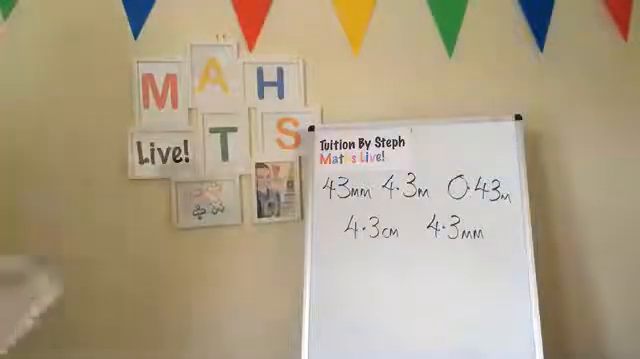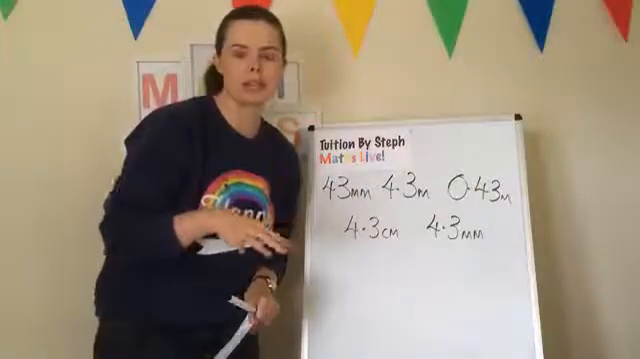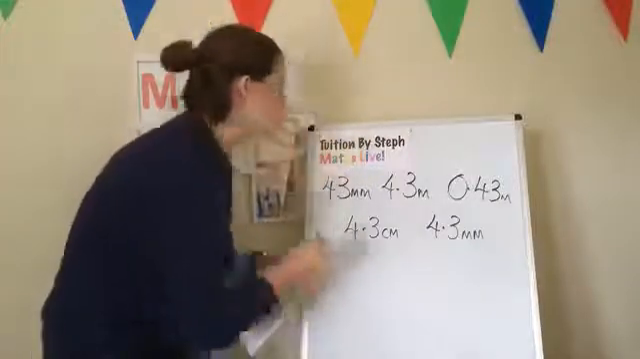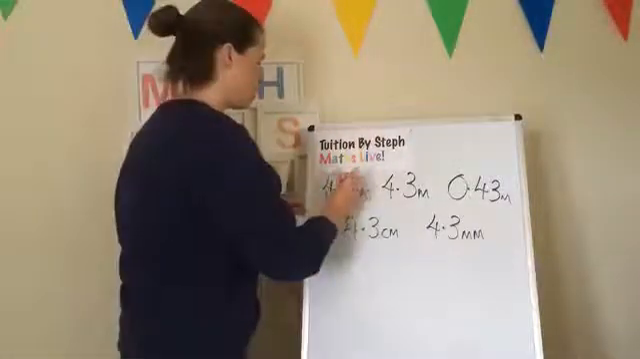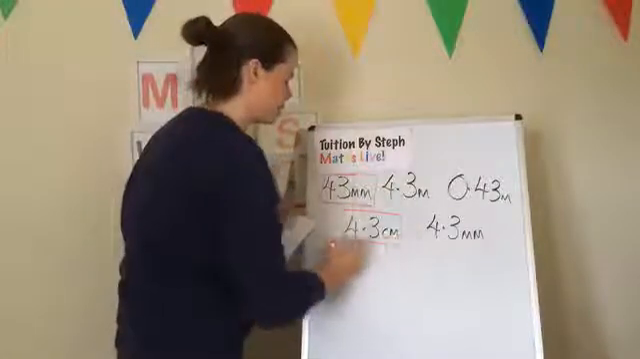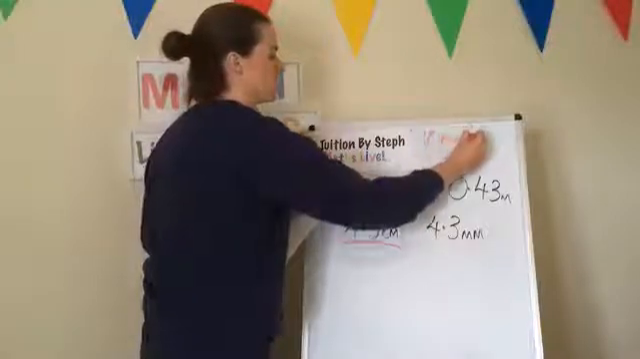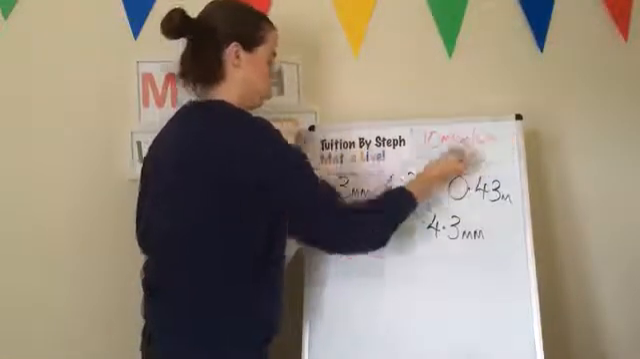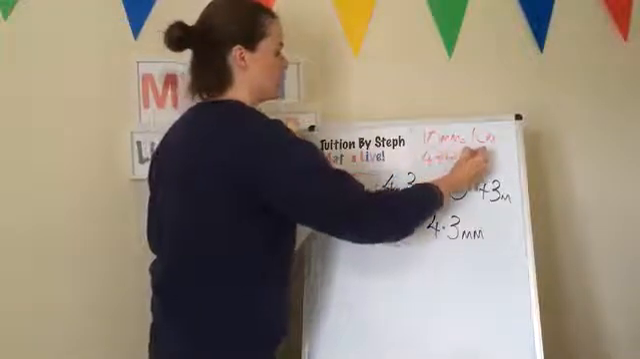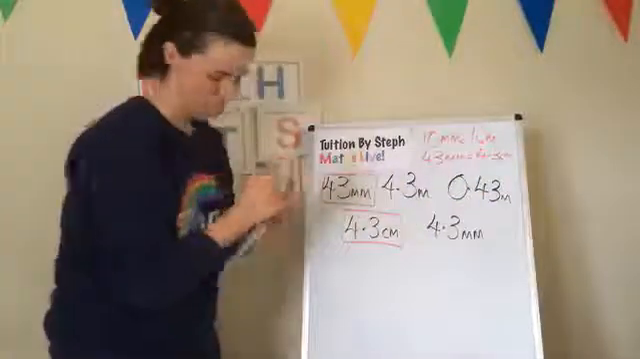Okay. Again, if you think this is tricky, maybe you haven't seen it before, all last week we did measurements, so I'd definitely catch up. So the answer is 43 millimetres and 4.3 centimetres because 10 millimetres equals 1 centimetre. So if you've got 43 millimetres, that is 4.3 centimetres. Brilliant.